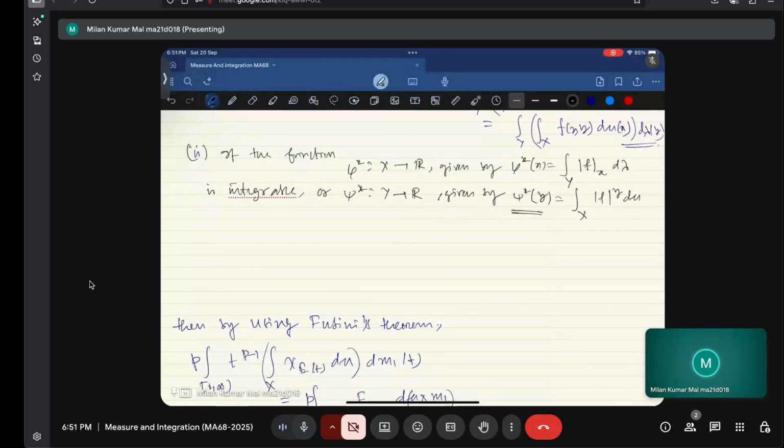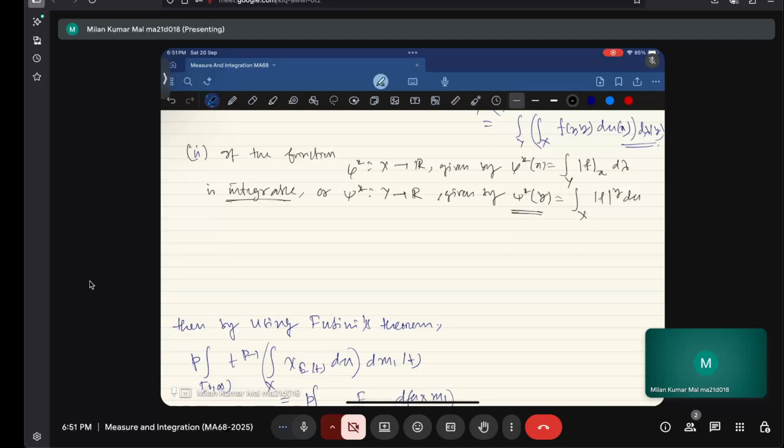Now we have to take the mod of that and integrate. A function is integrable if the integration over x of mod of f d mu is finite. That is the integrability we are talking about. Here integrability means this is integrable. So integrability and the integral are not the same. If it is integrable, then the integral is defined in that way.